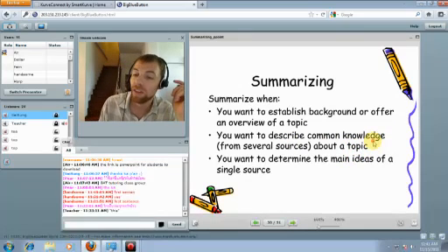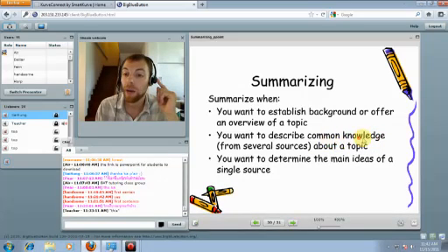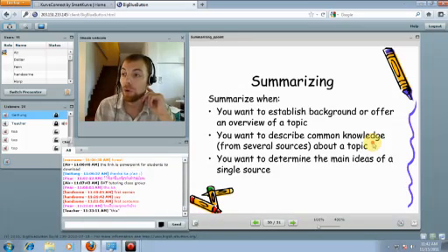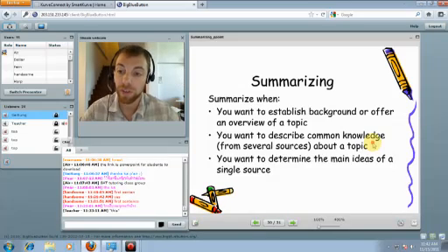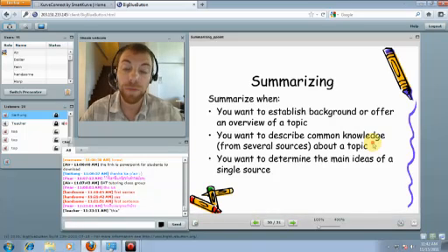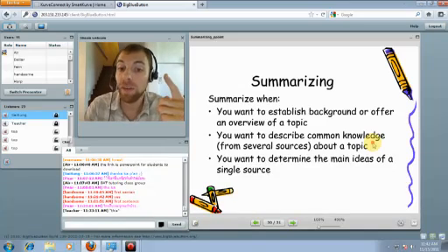So common knowledge is things that maybe a lot of people know. Common is many. There's many. So many people know this information. So, for example, common knowledge on my report about trees. Common knowledge is trees are very important for the environment and for people because they make air for us to breathe. So that's a good main idea.